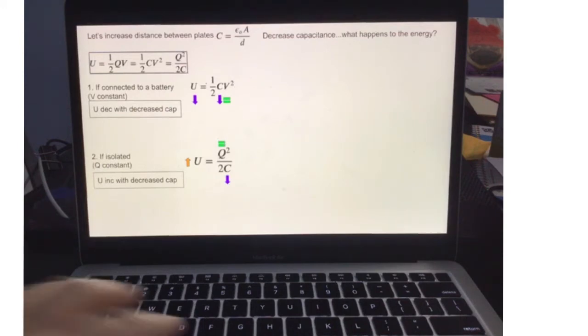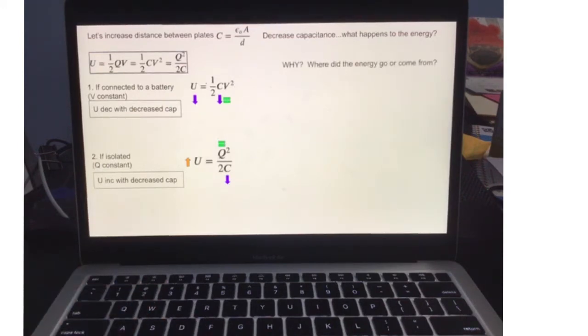So why? How? What physics is going on here? Where did the energy go or come from? If the energy actually is decreasing or increasing, it had to come from or go somewhere, right? So think about what's happening.